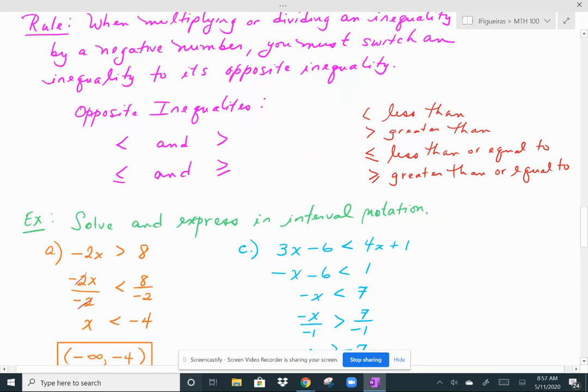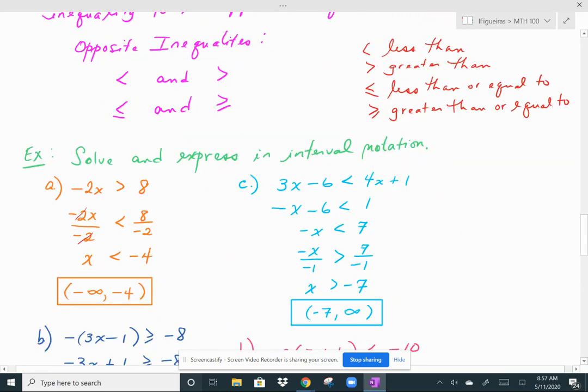Here, solve and express in interval notation. Let's start with A. We have negative 2x is greater than 8. Here we have to divide by a negative number, which is negative 2, in order to solve for x. Notice that when I divide by that negative number, my greater than symbol got switched to a less than symbol because they're opposites. Then simplify, and you get that x is less than negative 4.